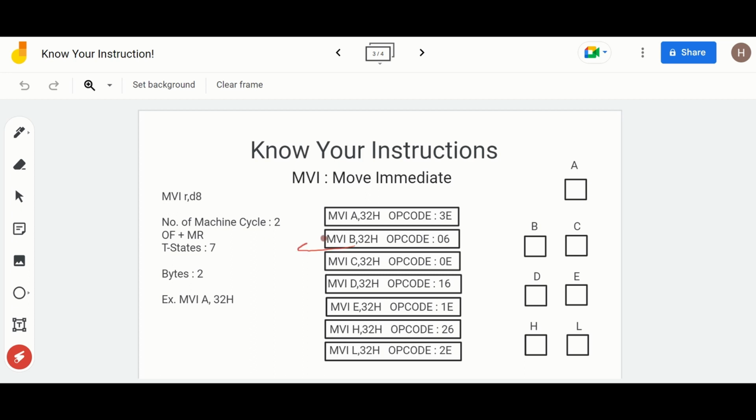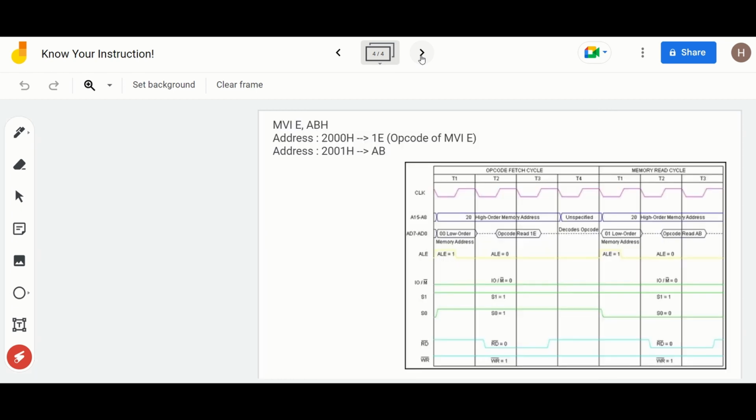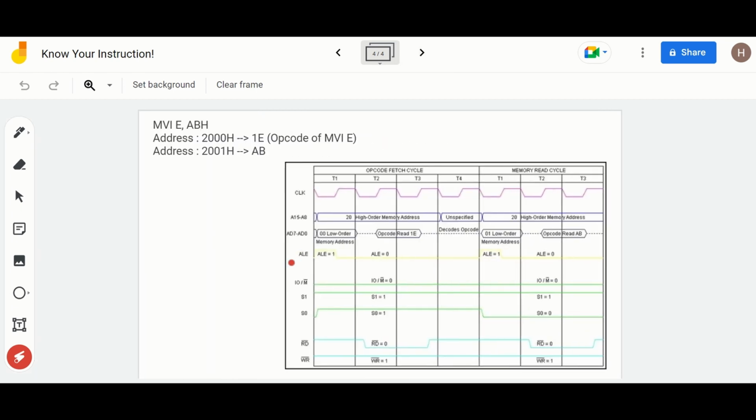For example, if you want to write something in the accumulator with the help of MVI, then the opcode will be 3E. That is the unique identification of the instruction MVI A. To write something in register B using MVI, you use opcode 06. For C we have 0E, for D we have 16, for E we have 1E, for H we have 26 and for L we have 2E. Now that I have told you about the opcodes of different instructions, let's see an example of a timing diagram.